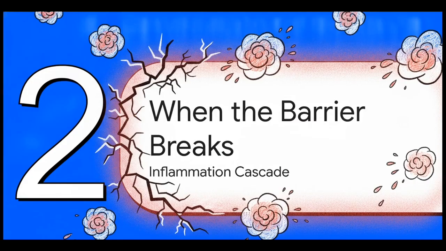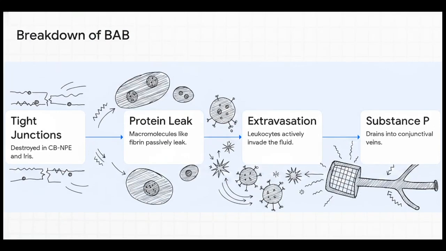Section 2. When the barrier breaks. Now this is where things get really interesting. What actually happens when those vital tight junctions are destroyed by inflammation? Well, we observe a very specific, sequential breakdown. Step 1. The tight junctions fail. This failure essentially opens the floodgates, allowing massive macromolecules, we're talking plasma proteins and fibrinogen, to just passively leak right into the eye. Step 3 is an active invasion.